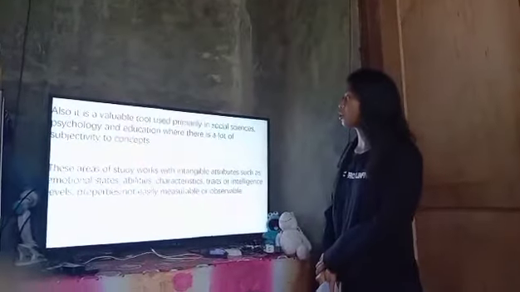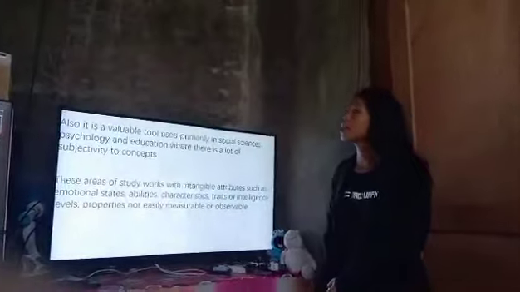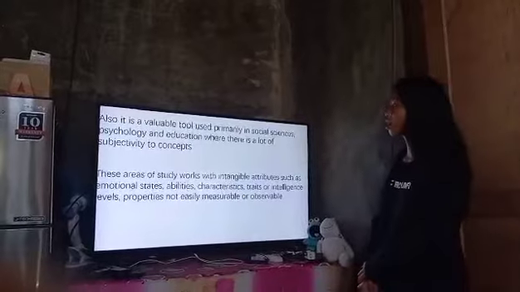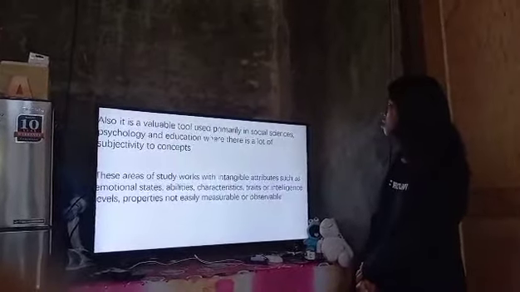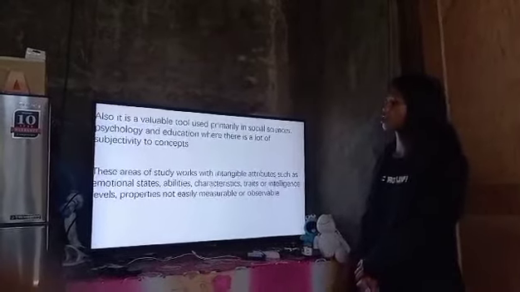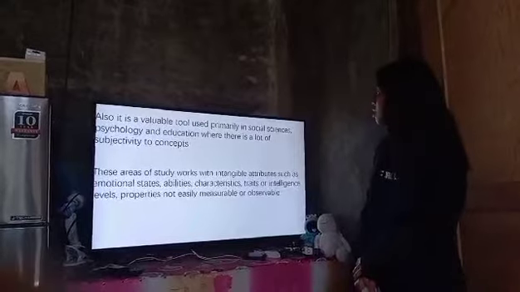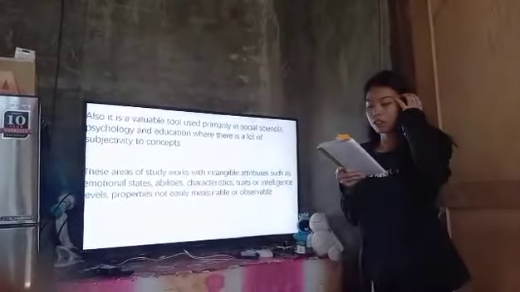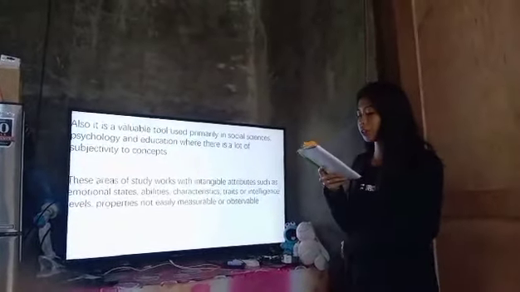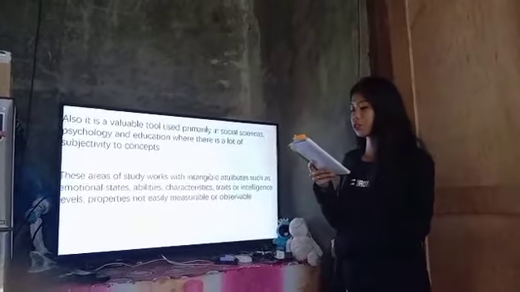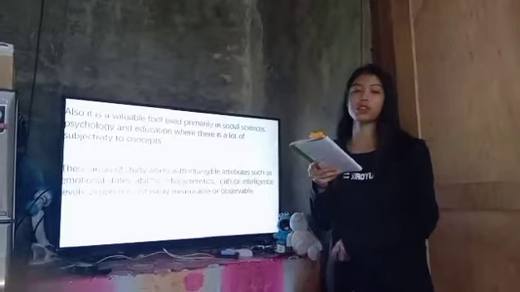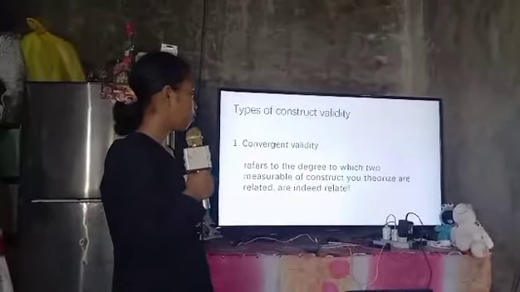Also, it is a valuable tool used primarily in social sciences, psychology, and education, where there is a lot of subjectivity to concepts. These areas of study work with intangible attributes such as emotional states, abilities, characteristics, traits, or intelligence levels, properties not easily measurable or observable. Construct validity assesses whether the variables that you are testing for behave in a way that supports your theory. This form of testing is usually verified by comparing the test to other similar tests to see how the two measures correlate. There are two types of construct validity.